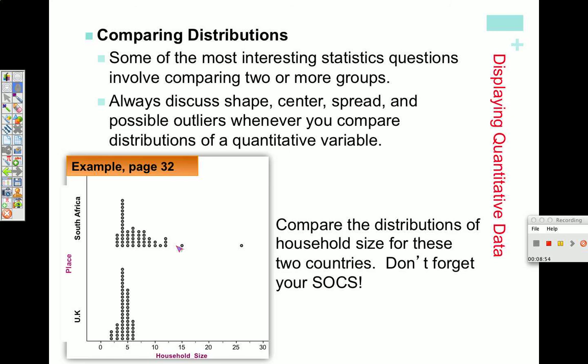The center of our data: the median for South Africa is 6, and the median for the United Kingdom is 4. So what we see is that the South African households tend to be larger than the United Kingdom. Our spread for South Africa, our range, is 23, while the United Kingdom's range is 4, meaning we have much more variability between households in South Africa. So that's our basic SOCS overview of this picture, and as we go, we'll learn what to do with those numbers and the conclusions that we can draw.